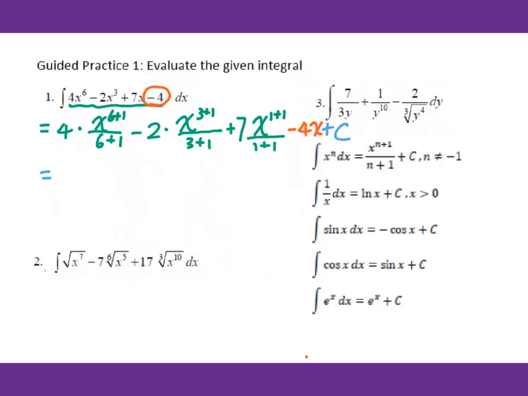Then you organize. This will be 4 over 7, here's x to the 7th power. Minus, this is a 4, so reduce, you will get x to the 4th power over 2, plus this one is 2, so 7 over 2 x squared, minus 4x plus c.